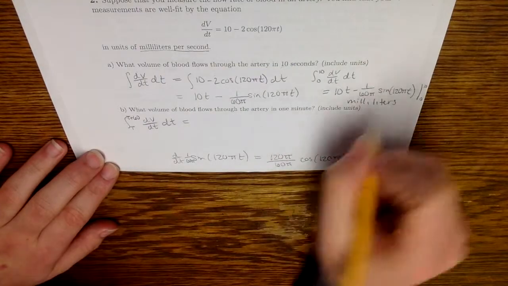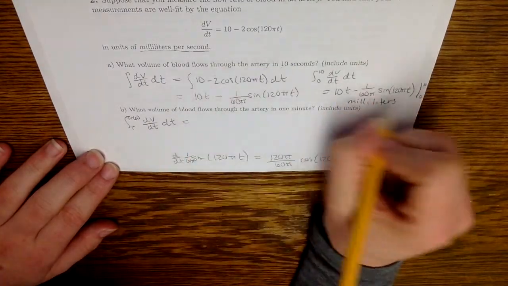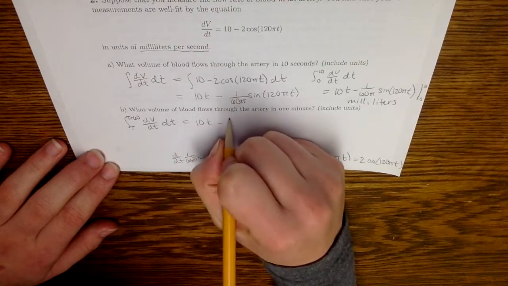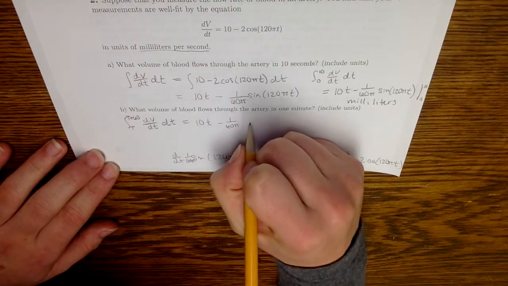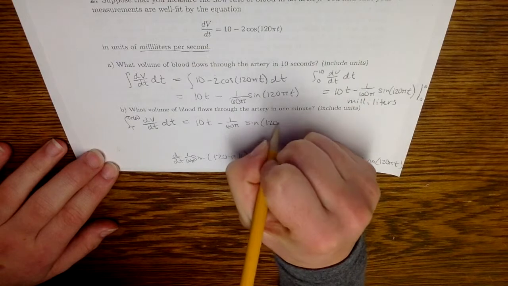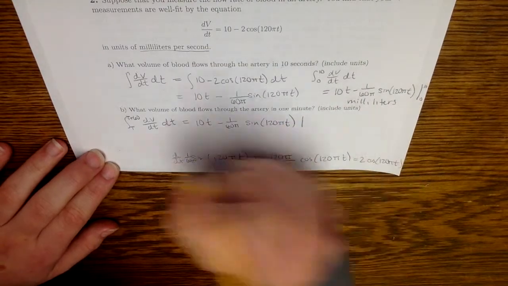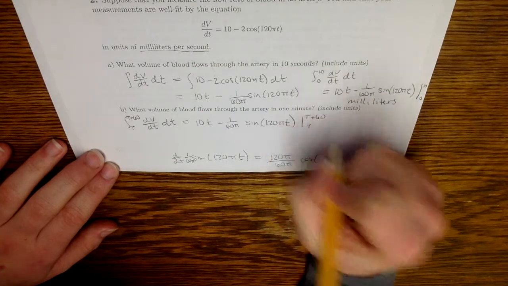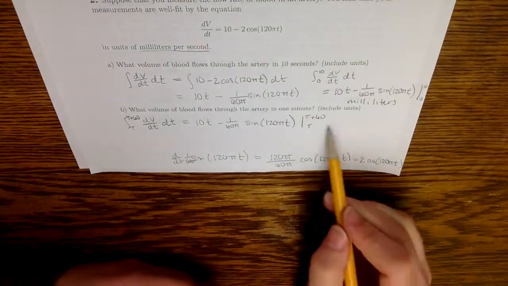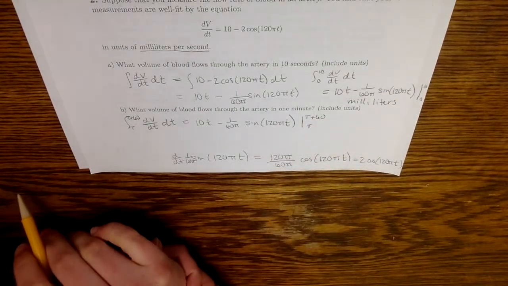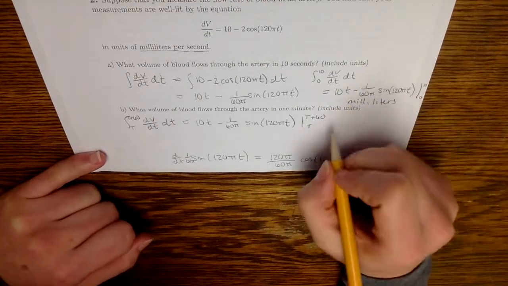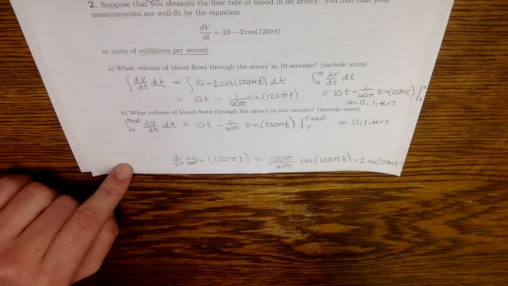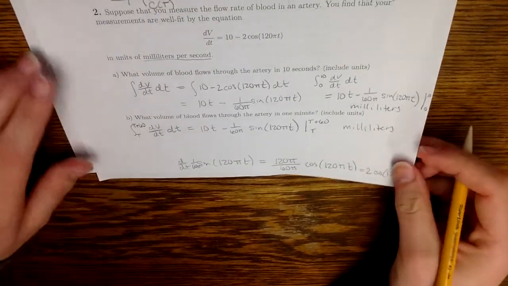Okay, so we get the same general antiderivative or indefinite integral, 10t minus 1 over 60 pi sine 120 pi t. And then we're going to evaluate from t to t plus 60. Okay, so to finish, we would plug those values in and subtract. And then, of course, this is in milliliters also.